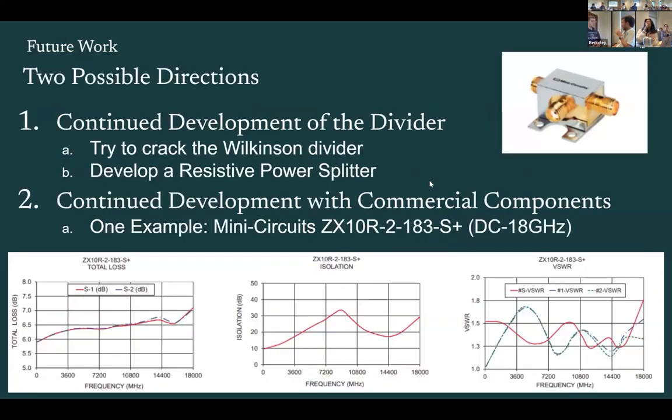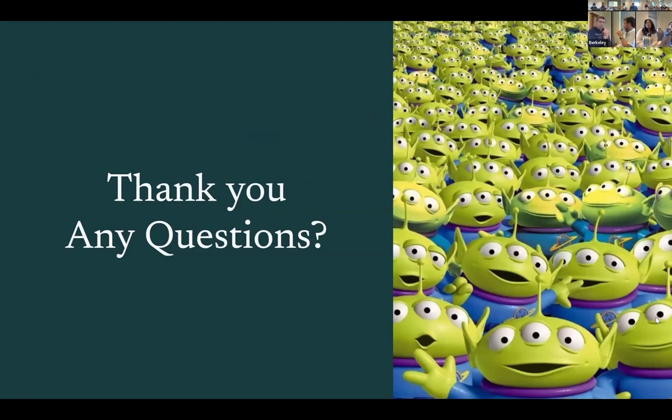There's two possible directions to take this in the future. We can either try to continue making this divider, or we can try to make a resistive splitter, which does not suffer from this narrow band operation related to the length of the wavelength, right? We could also just use commercial components, which work very well for this. This is just an example of one commercial component that has VSWR, which can be equated to S parameters in decibels. That is very low for reflection. It's great. So thank you for listening to my presentation.